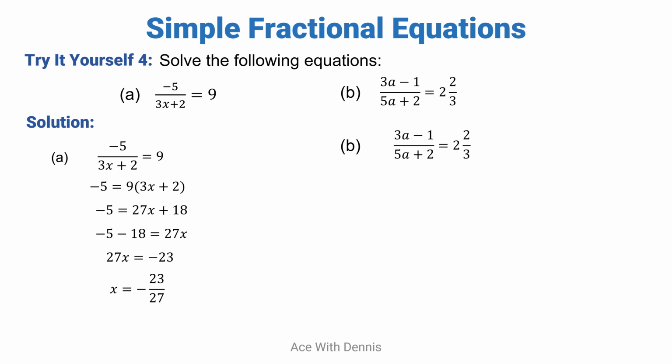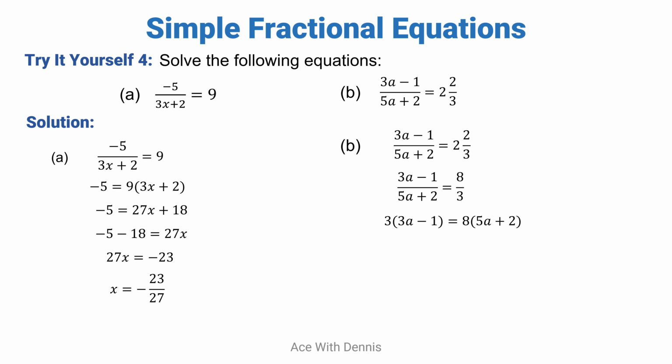For B, 3a minus 1 over 5a plus 2 equals 2 and 2 over 3. So firstly, you have to change the mixed fraction into improper fraction. The rest, we don't do anything. We just copy it down. Hence, 3a minus 1 over 5a plus 2 equals 8 over 3.